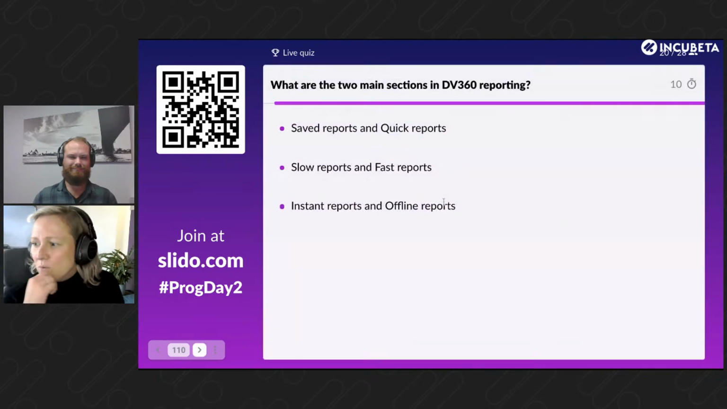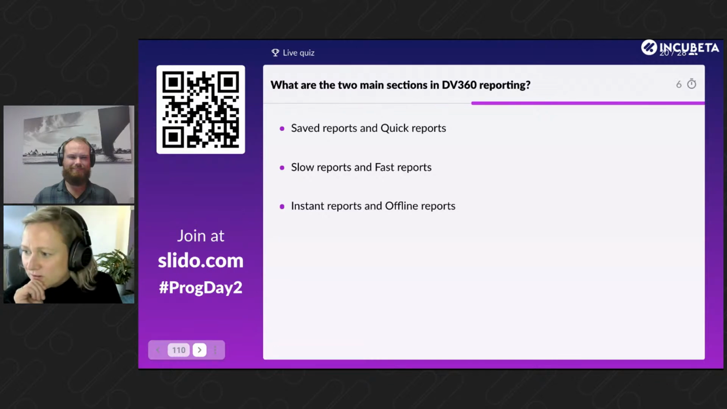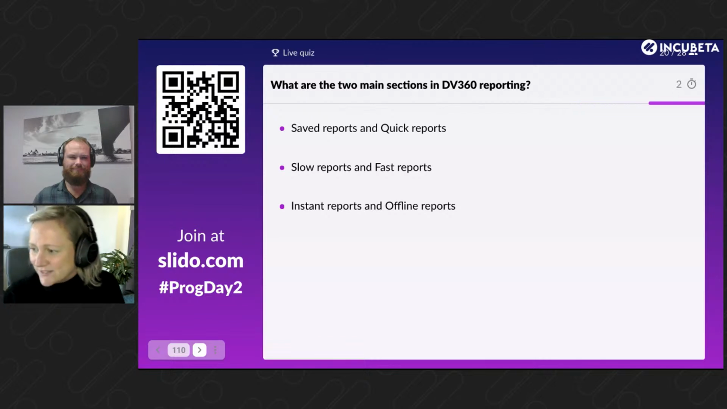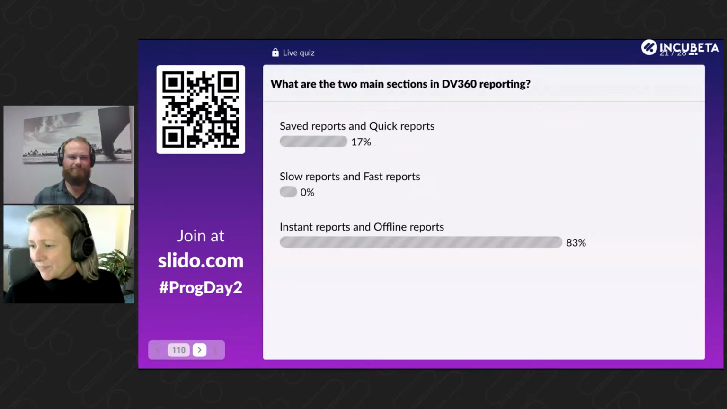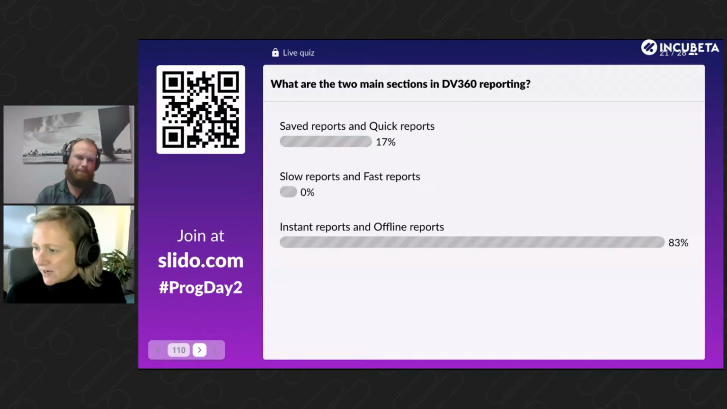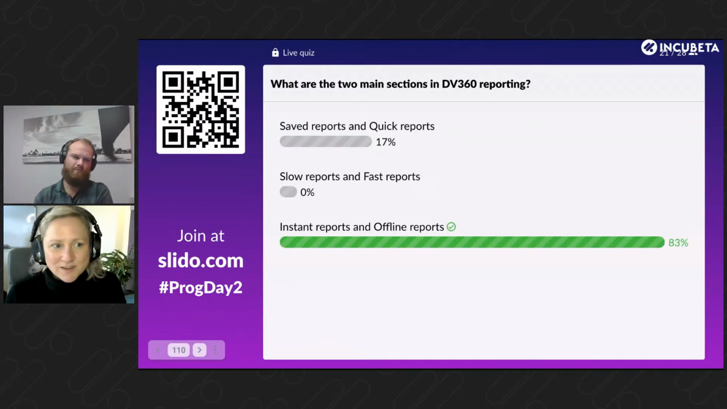Next one. What are the two main sections in DV360 reporting? Saved reports and quick reports, slow reports, fast reports, instant reports, and offline reports. Let's see. So 83% went with instant and offline, 17% with saved and quick, and the 83% were correct.